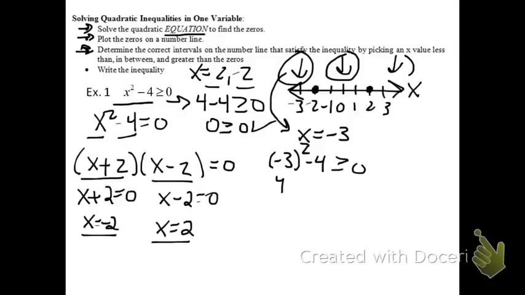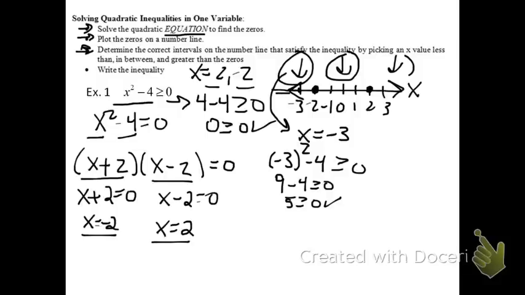If I square negative 3, I get a positive 9. Having a hard time writing with this thing right now. Positive 9 minus 4 greater than or equal to 0, and that's 5 greater than or equal to 0, which is absolutely true. That tells me that negative 3 is a solution, but more important than just negative 3, I could have picked any x value that I wanted that was less than -2.